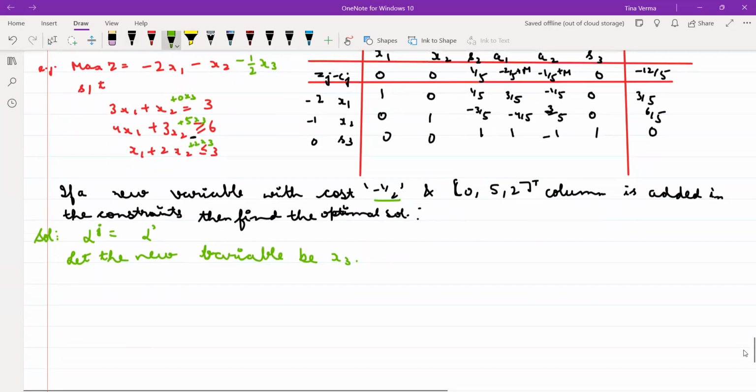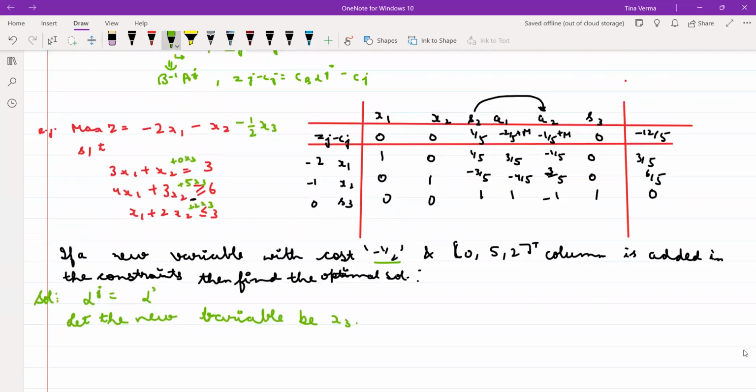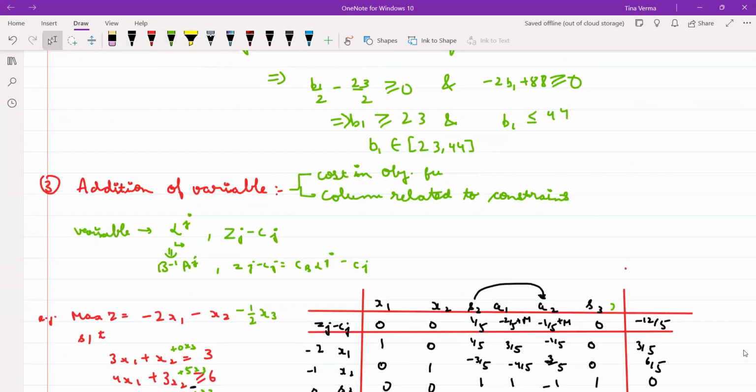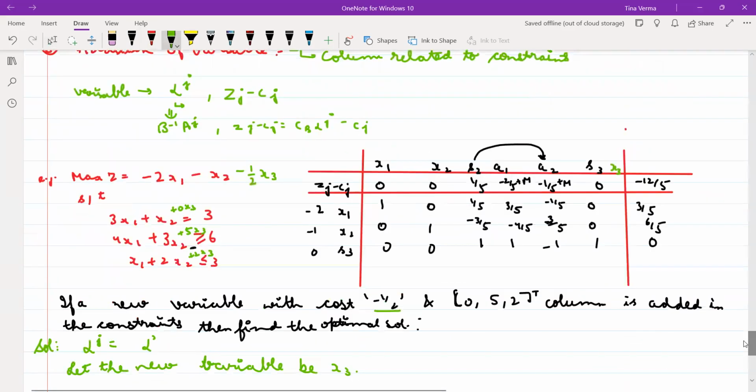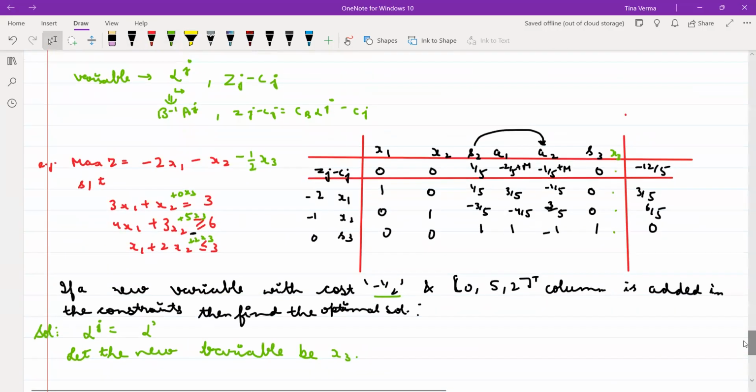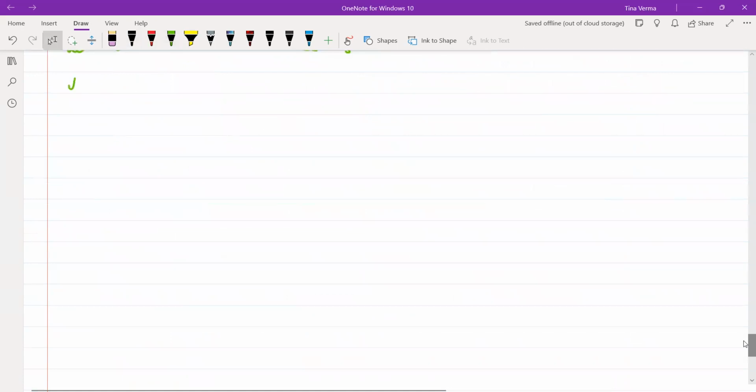So if I have to make a column or entry over here that this is my x3, what do I have to calculate? I have to calculate its alpha j, that means I have to calculate these entries, and I have to calculate zj minus cj. So how do we calculate alpha j? I am calculating alpha j for x3, right? So this is my B inverse into Aj.